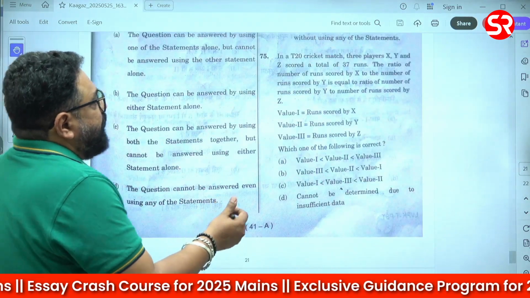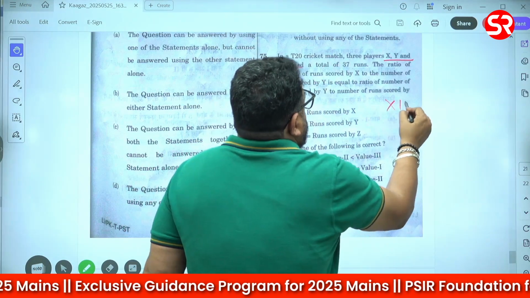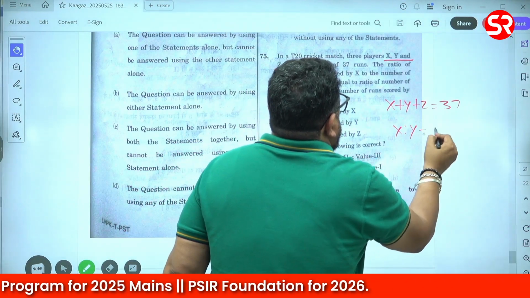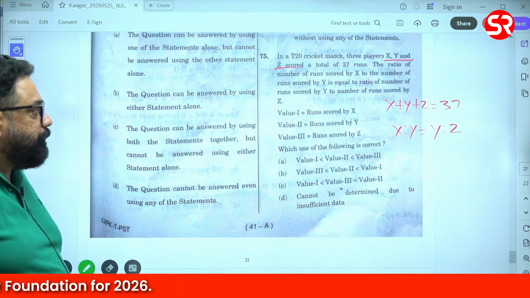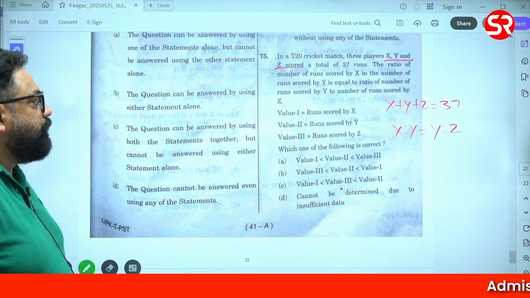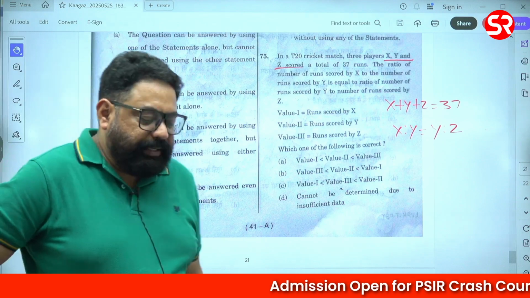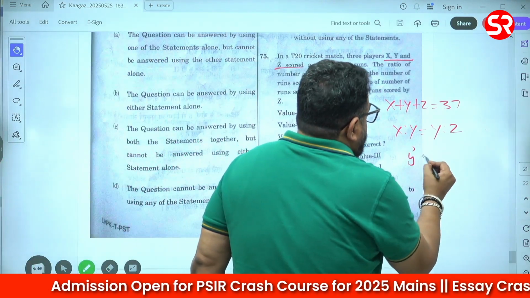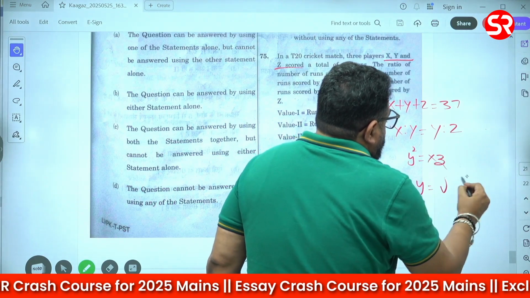अभी क्या कह रहा है? In a T20 cricket match, 3 players X, Y, and Z scored X plus Y plus Z is equal to 37, and X is to Y is equal to Y is to Z. These are the two things given to you. The ratio of runs scored by X to runs scored by Y is equal to the ratio of runs scored by Y to runs scored by Z. So इससे Y square is equal to X into Z, and Y is equal to root of XZ.